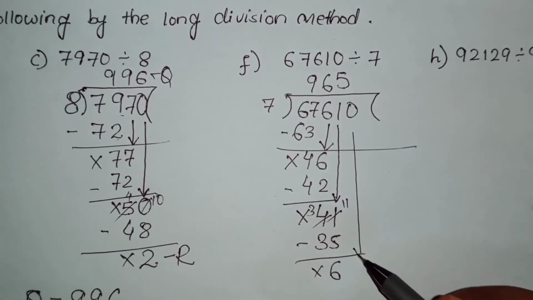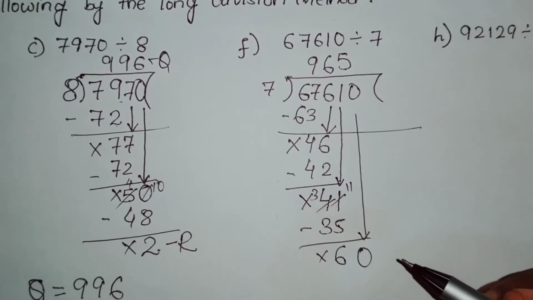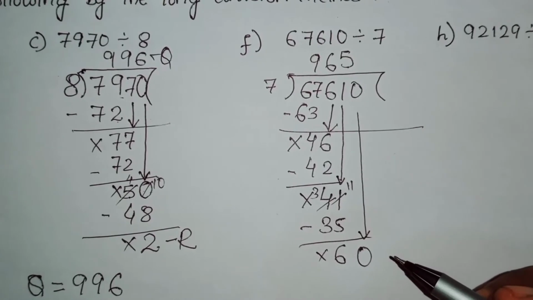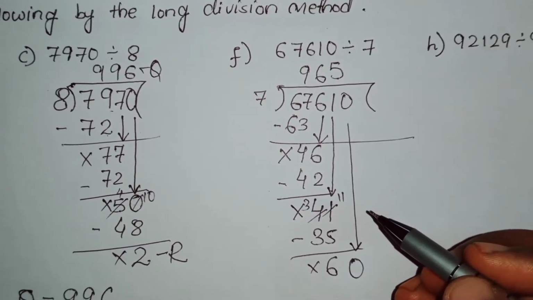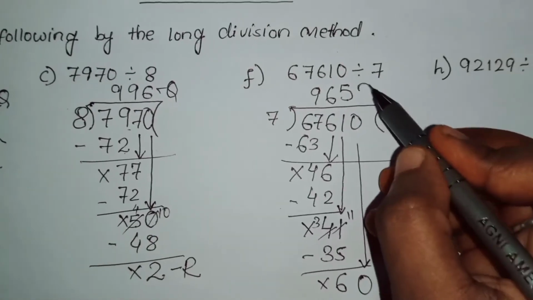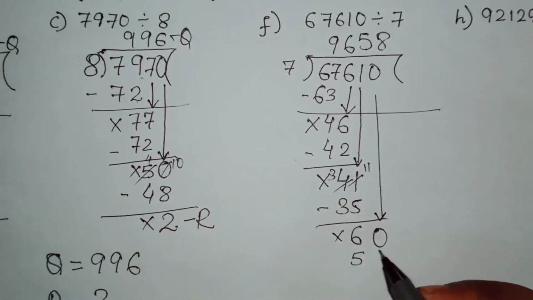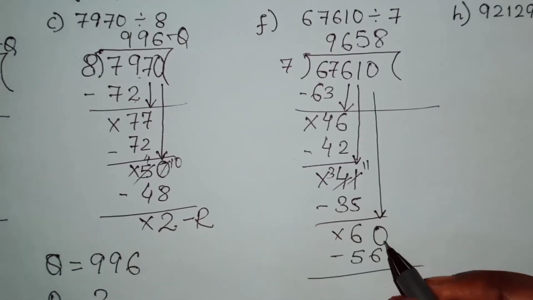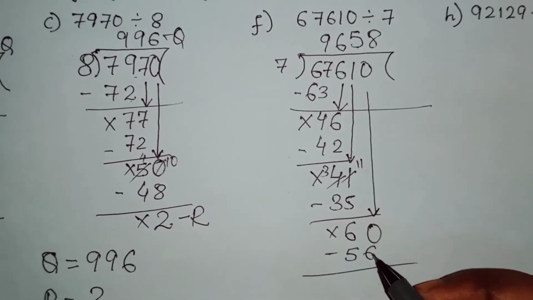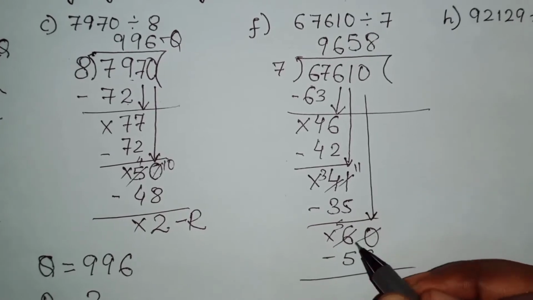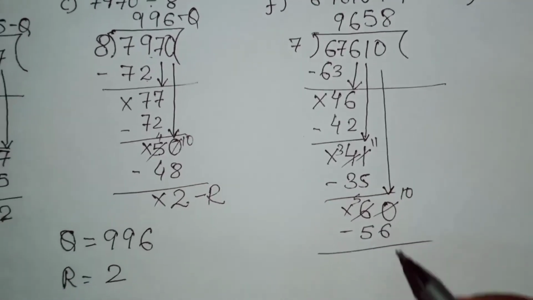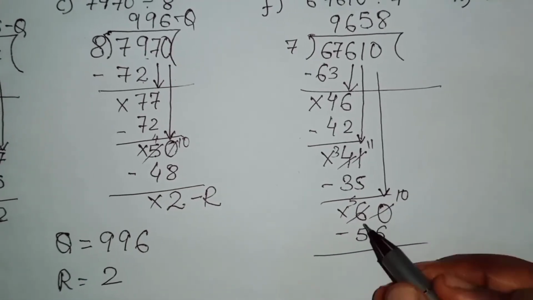Bring this 0 down. In 7 table, 60 is there? No, not there. Less than 60, what is there? 56. So 7 8 ja 56. Now let's subtract. From 0 we cannot subtract 6. So 0 will take 1 borrowing from this 6. 6 will become 5 and this 0 will become 10. So 10 minus 6 is how much? 4. And 5 minus 5 is 0.